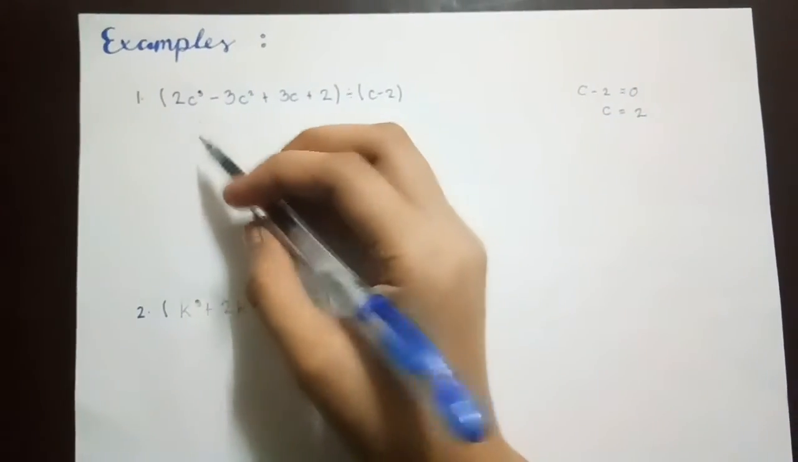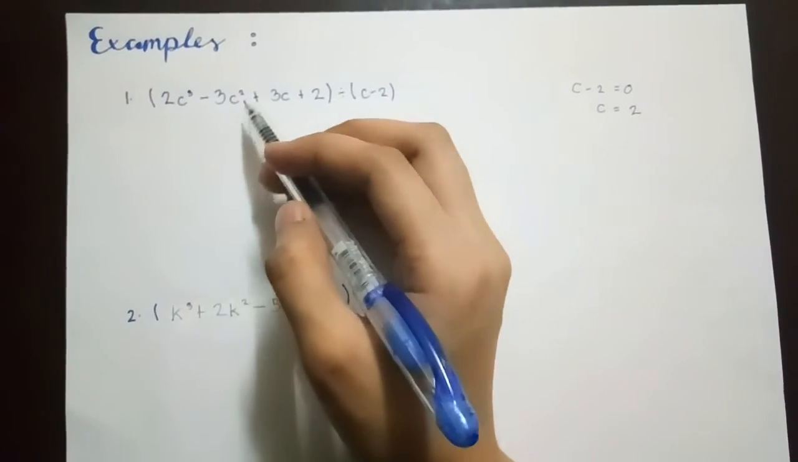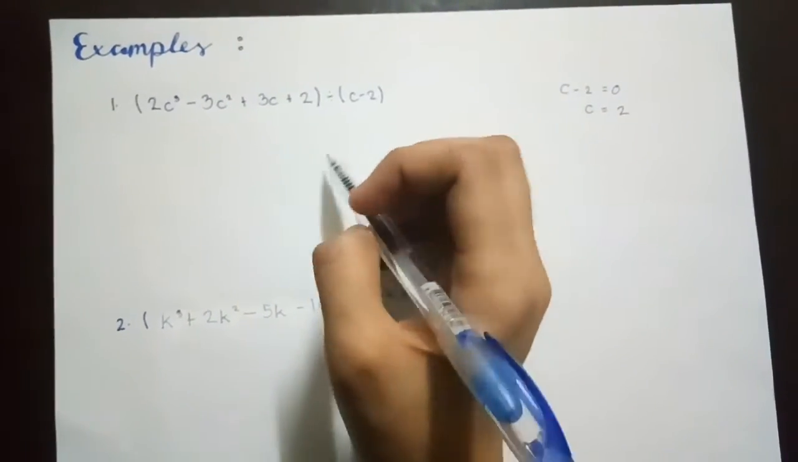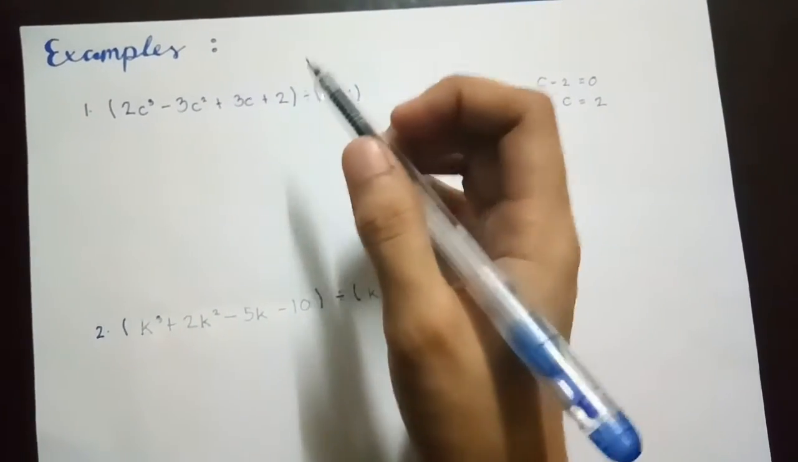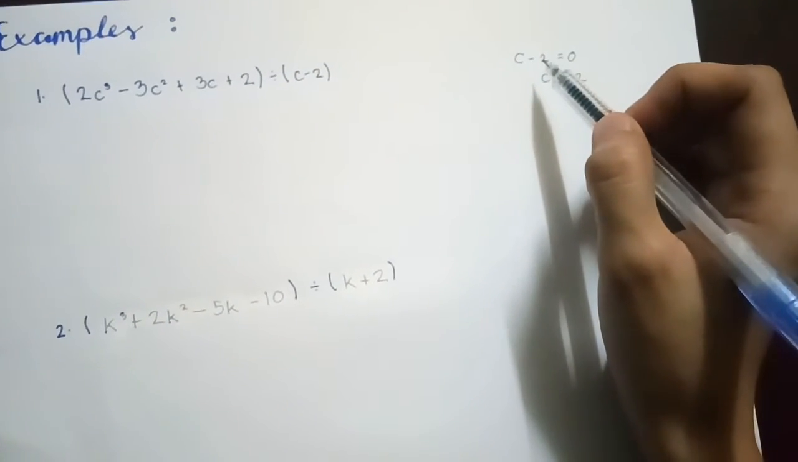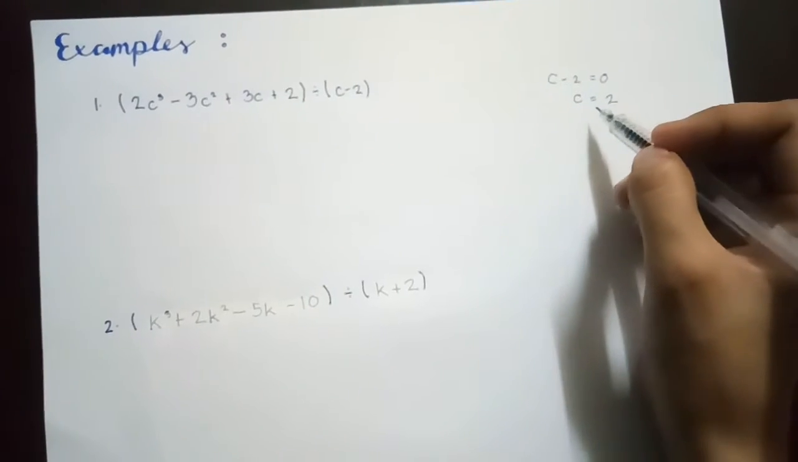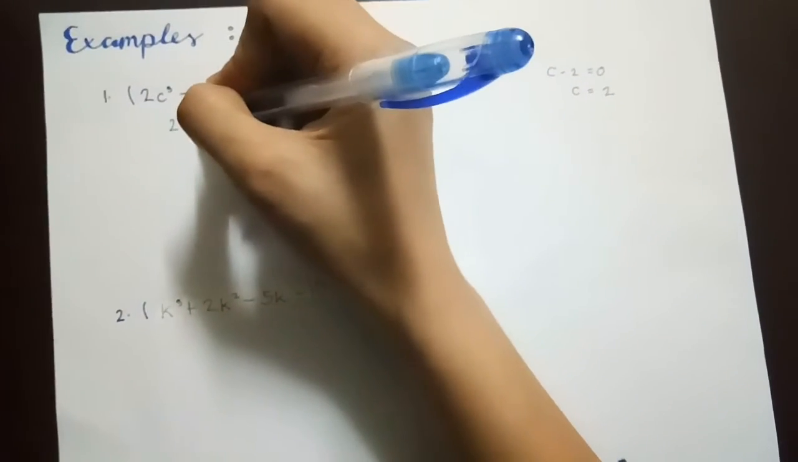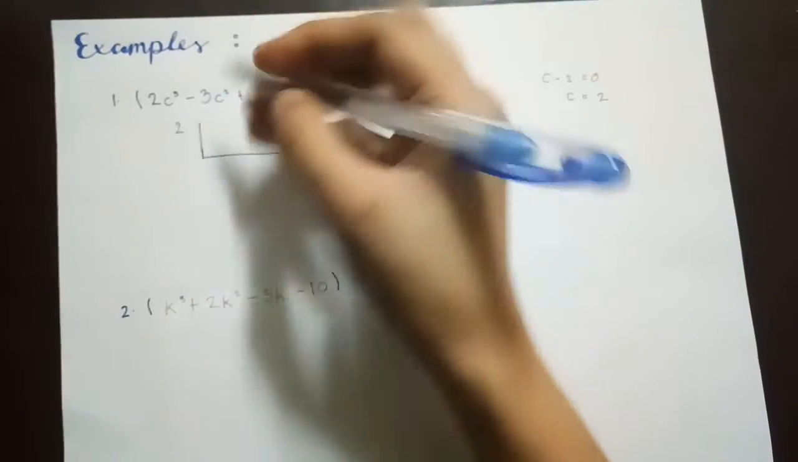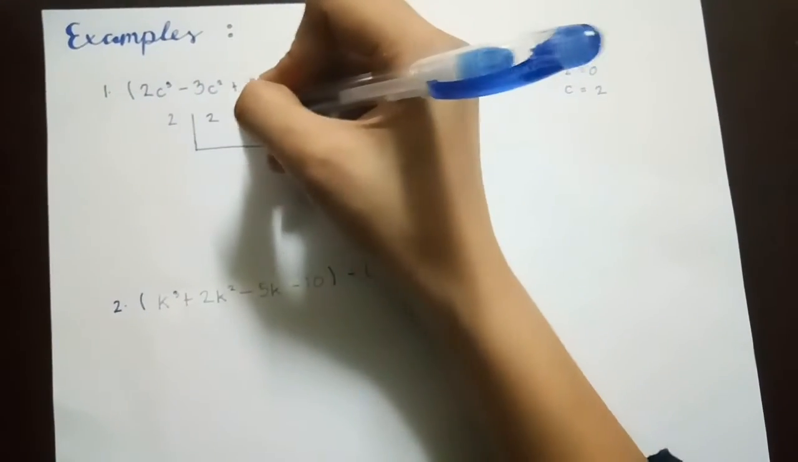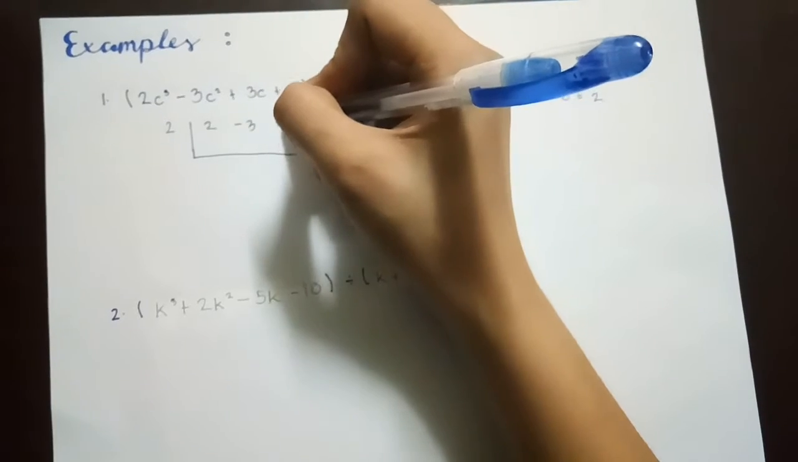So our first example is 2c cubed minus 3c squared plus 3c plus 2 divided by c minus 2. To get our divisor, we need to set c minus 2 equal to 0, and then we'll just transfer the negative 2 to the other side, so it'll become positive 2. So positive 2 is our divisor, and let's put all the coefficients in this: 2, negative 3, 3, and 2.